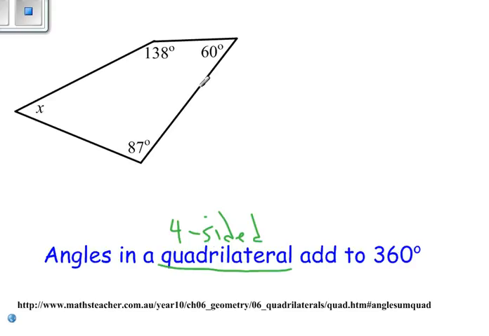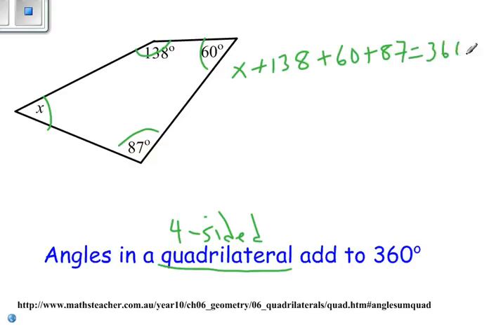And therefore, if I wanted to solve for x, I could say that x plus 138 plus 60 plus 87 equals 360 degrees. So collecting like terms, 138 plus 60 plus 87, so x plus 285 is equal to 360. So subtracting 285 from both sides, I get x equals 75.